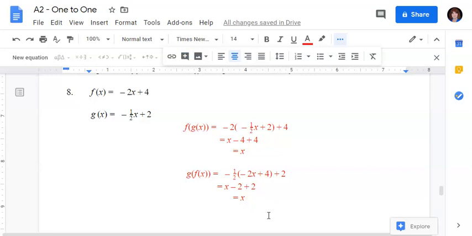So we have verified f of g of x and g of f of x are both x, and that is showing us that the functions f and g are inverse functions. So let's write that. F and g are inverse functions.